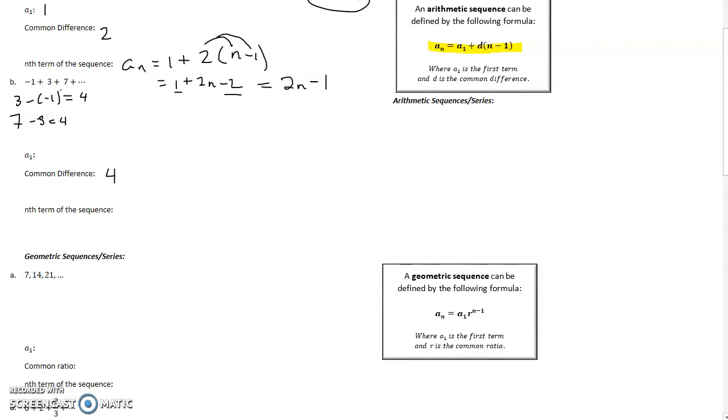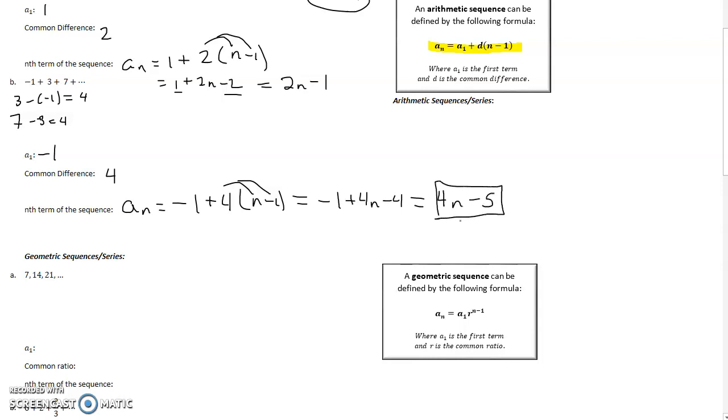We know this is an arithmetic sequence because it does have a common difference. And we know the first term in the sequence is negative 1. Let's go ahead and find the nth term of the sequence. a sub n is equal to our first term, which is negative 1, plus our difference, which is 4, times parentheses n minus 1. Opening up these parentheses, we're going to get negative 1 plus 4n minus 4, which will give us 4n minus 5 for the nth term of the sequence.